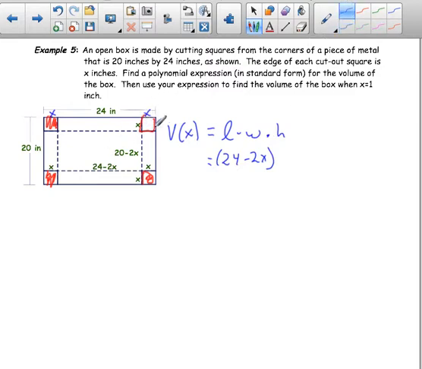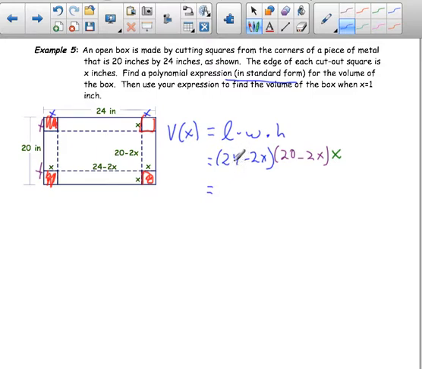The width is 20 minus 2x. And the height is going to be just x, because when we fold up the sides, it'll be x units high. And now our task is to expand this polynomial because it says we need the polynomial expression in standard form. What we have here is a polynomial expression in factored form.